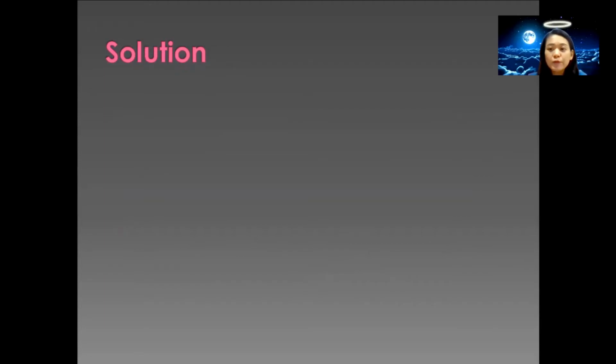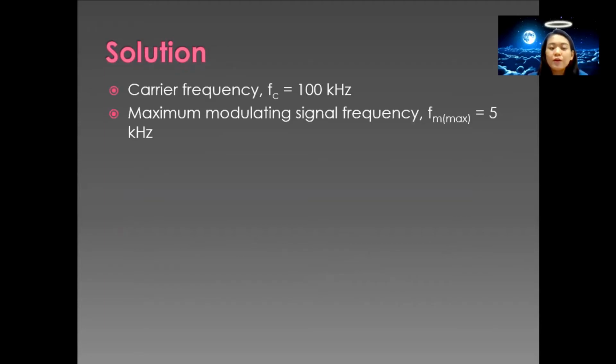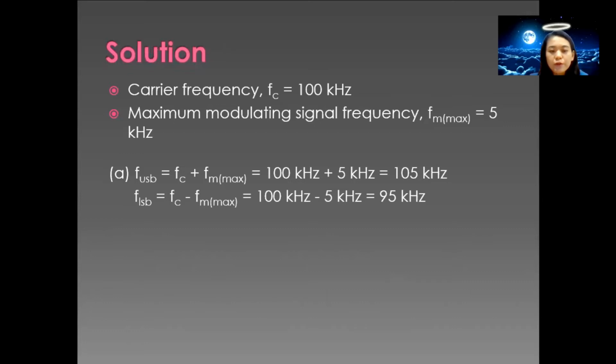First, we must get all the information from the example. We found out that the carrier frequency Fc equals 100 kHz and the maximum modulating signal frequency Fm maximum equals 5 kHz. Then A, we want to find the upper and the lower sideband frequency. So upper sideband equals Fc plus Fm maximum, equal to 100 kHz plus 5 kHz, you will get 105 kHz. The lower sideband is Fc minus Fm max, equals 100 kHz minus 5 kHz, equals 95 kHz. Then we go to B, bandwidth.